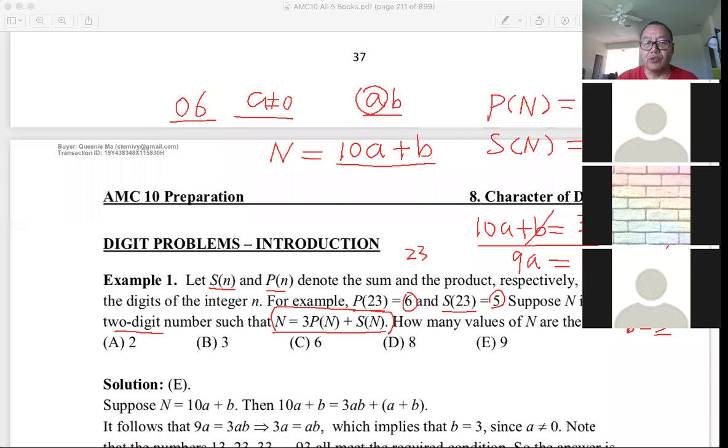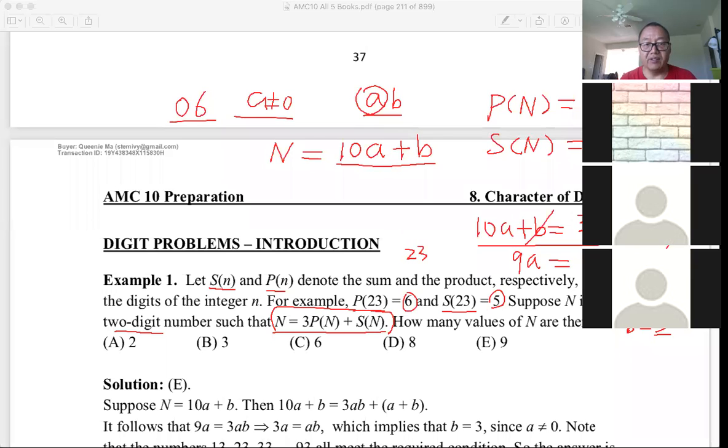Okay, so then what's your answer? How many values of n are there? You only have a limitation for the 1st digit. This B should be 3. How many choices are there for A, Emily? 9. 9 choices. What are these 9 choices? 1 to 9. Yes, 1 to 9.